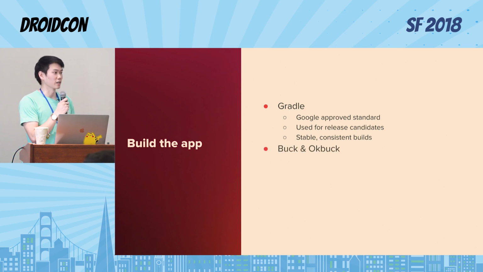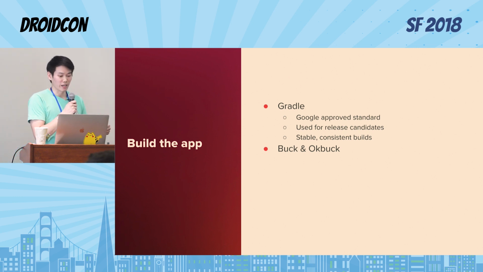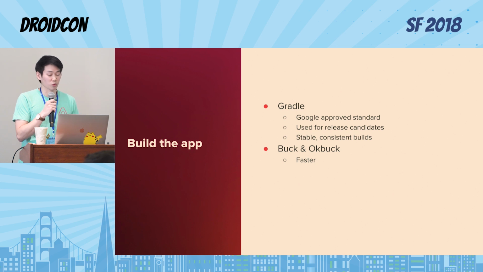OKBuck is actually something that Uber wrote to help convert your Gradle files to Buck files, so you don't actually have to manage two complete build systems. And we use it because it's faster. That's about it. Buck is super optimized for build speeds. So this is what all Android engineers use for local development at Airbnb.